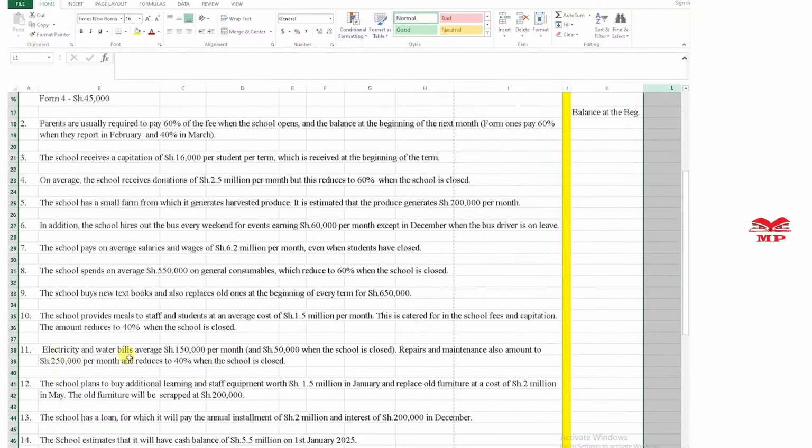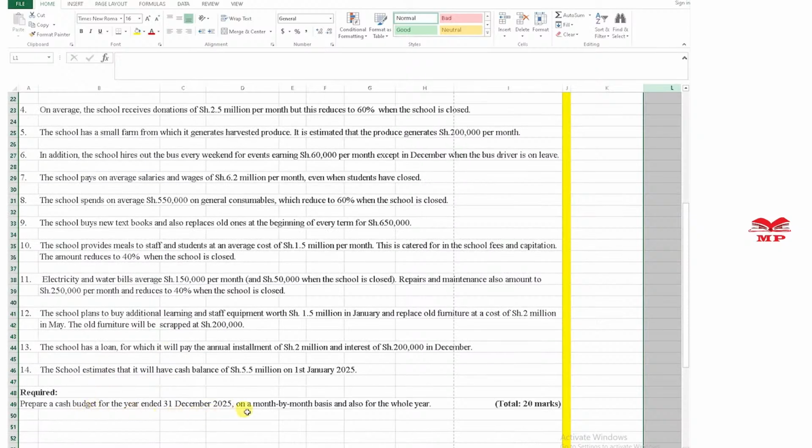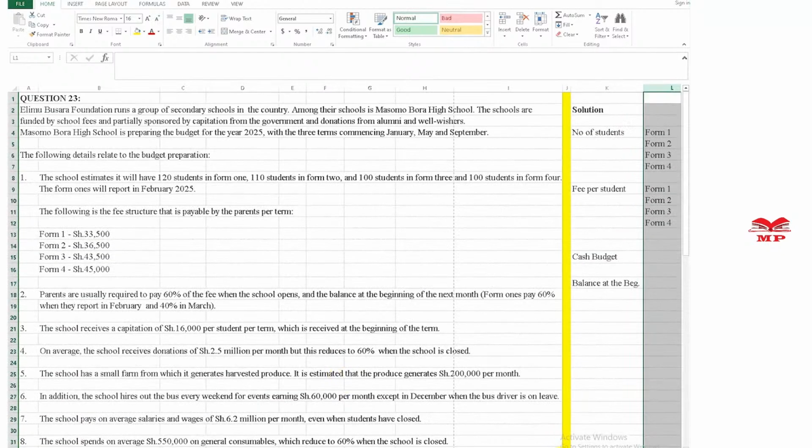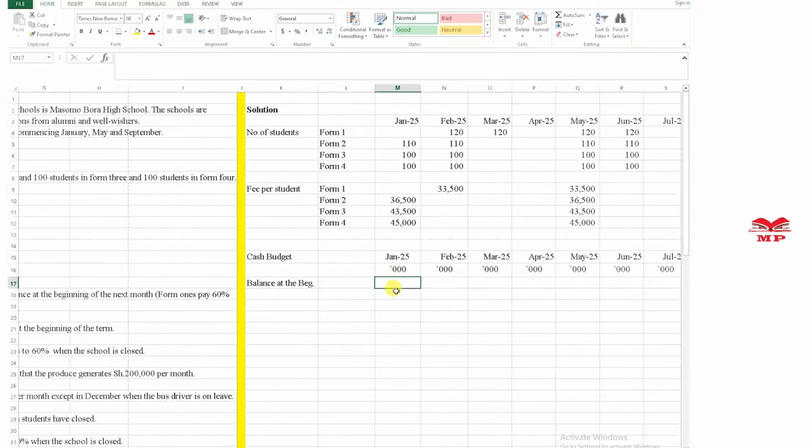This is the electricity and water bills, the plans to buy additional. These are the information that's right over. The cash budget is what you've been told to create. The school estimates to have a cash balance of 5.5 million. So once we have 5.5 million as on 1st January 2025, we can just come right over here and say that here, because it's in millions, 5,500. That's at the beginning there.